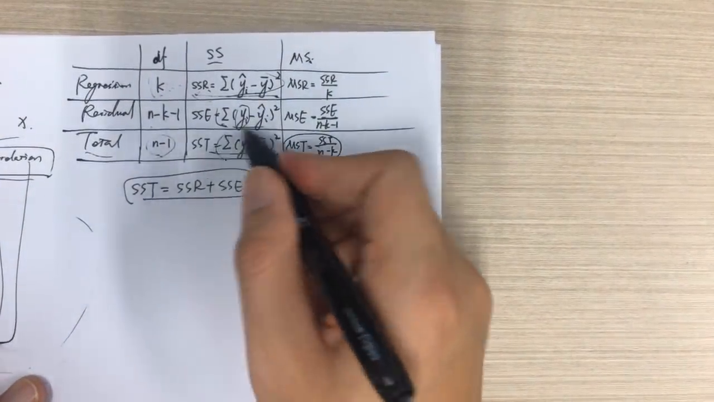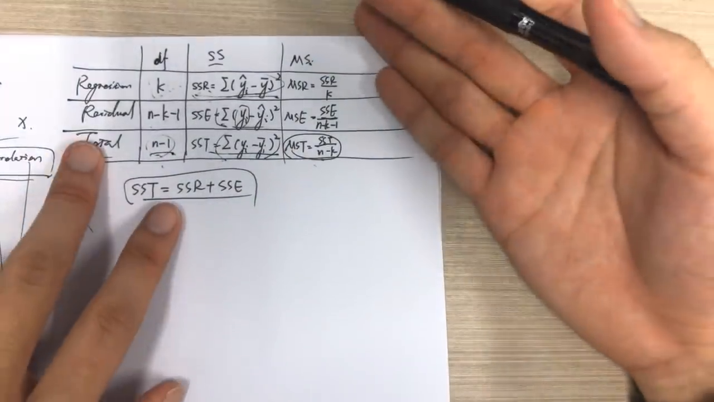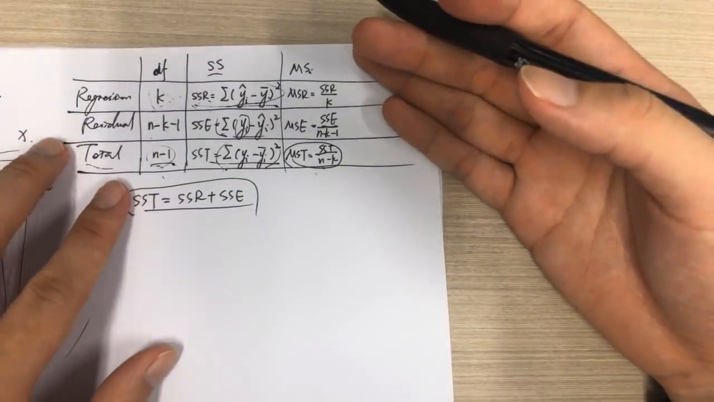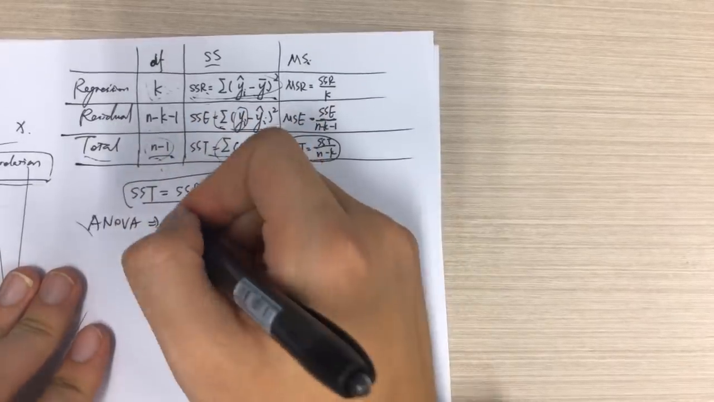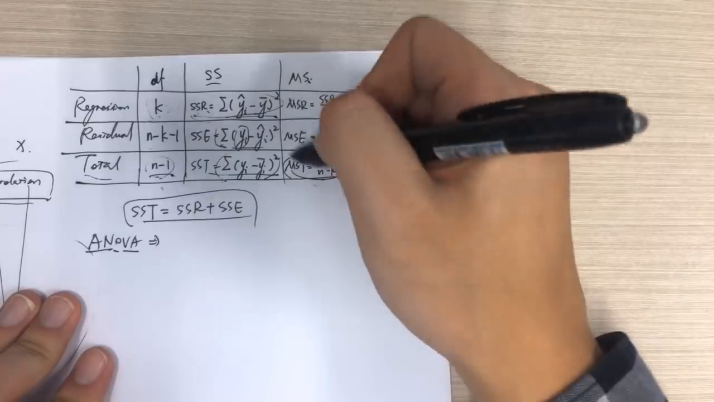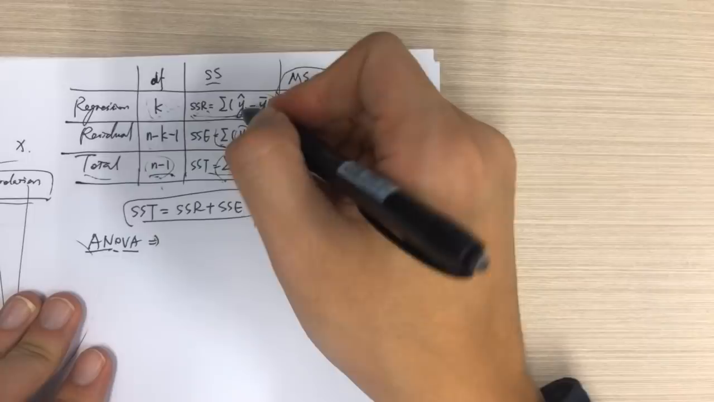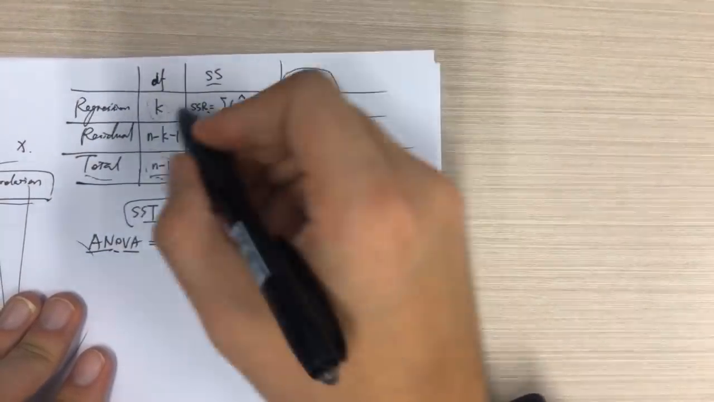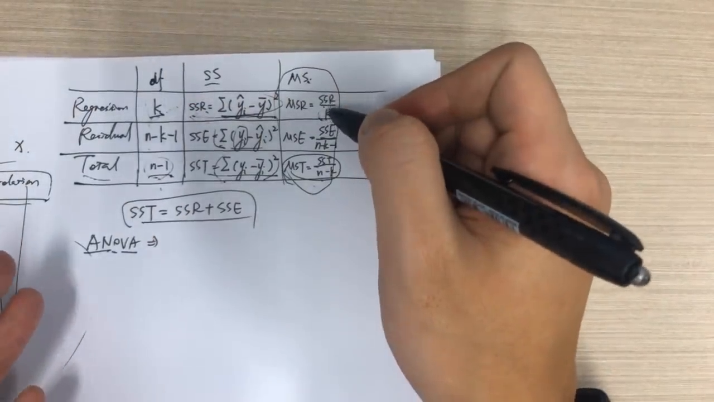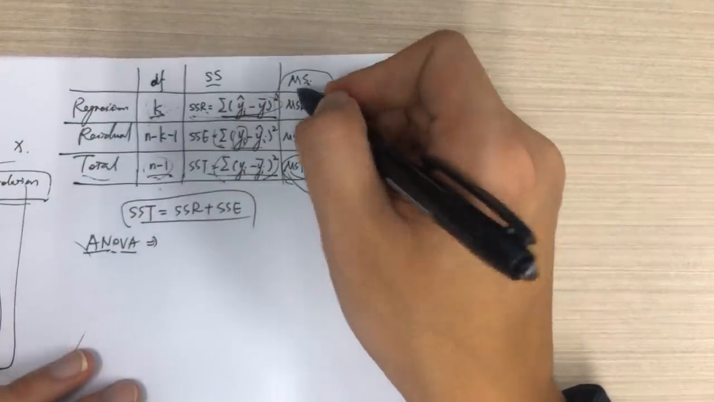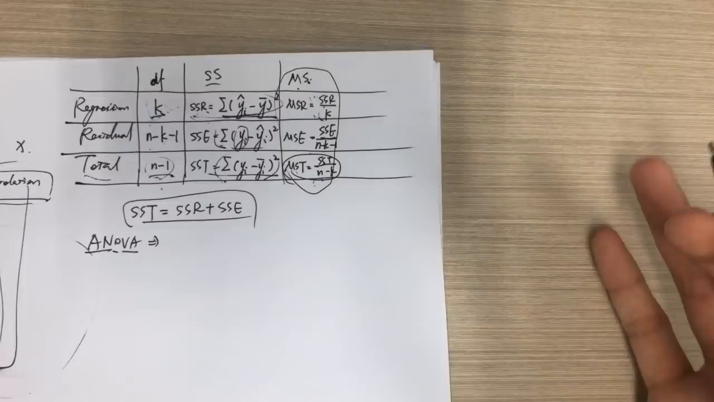Because this is the sum of squares of y divided by n minus 1, it's just a sample variance. So that's why this table is called analysis of variance, ANOVA. These mean squares are actually called variances because they are calculated by the sum of squares divided by its own degrees of freedom, by taking the average. So the mean squares are the variances, and they are the measurements of the average variation.